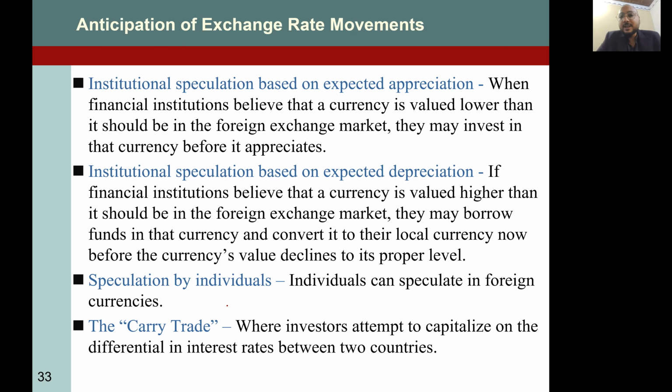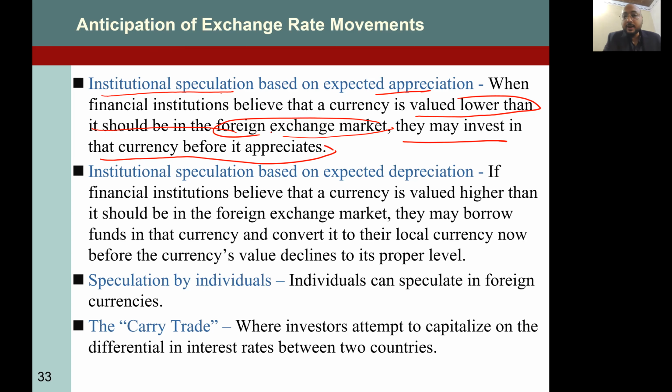So now, anticipation of exchange rate movements. Anticipation means expectations, right? So now what will happen for the expectation? Institutional speculation, what do we mean by institutional speculation? Some institutions are involved in betting on the currency. They want to earn short-term profits based on appreciation. What will happen when financial institutions believe that a currency is valued lower than it should be in the foreign exchange market? They may invest in that currency before it appreciates.